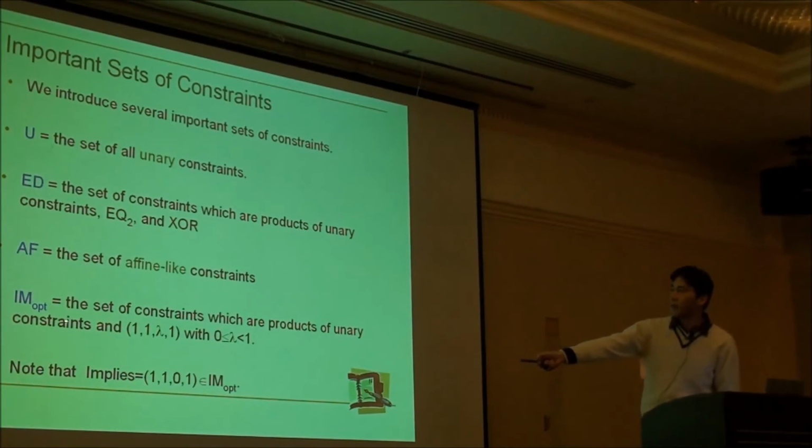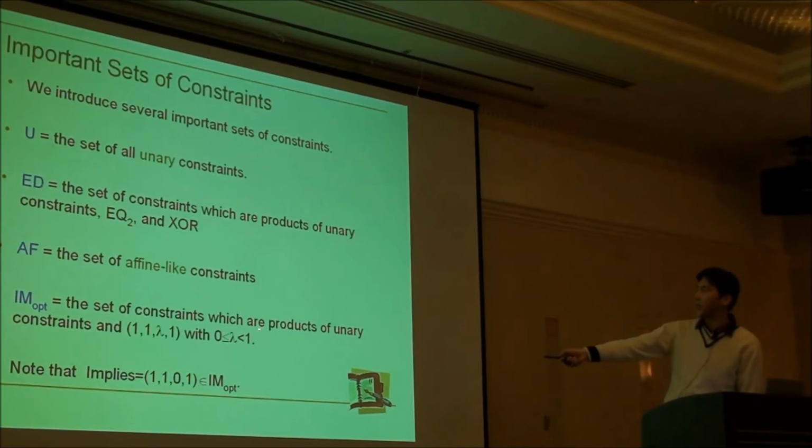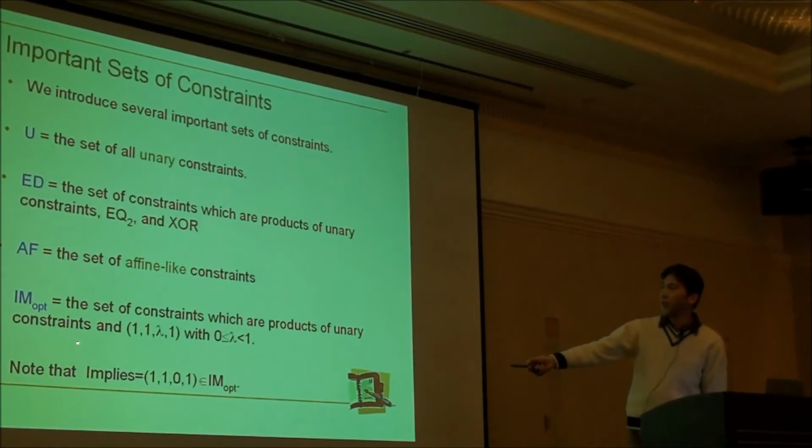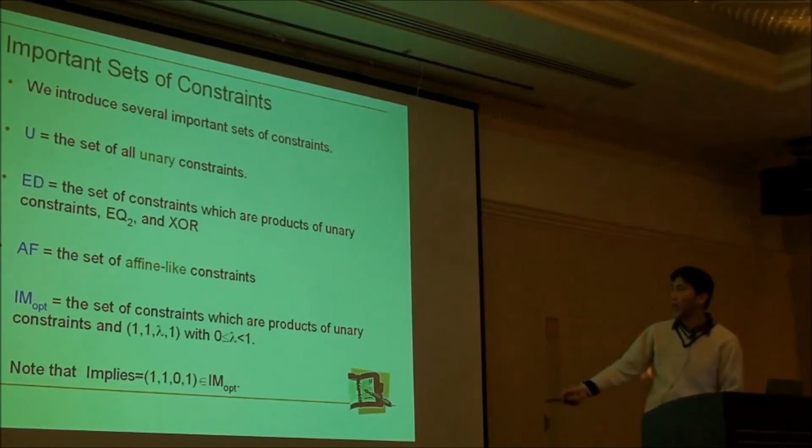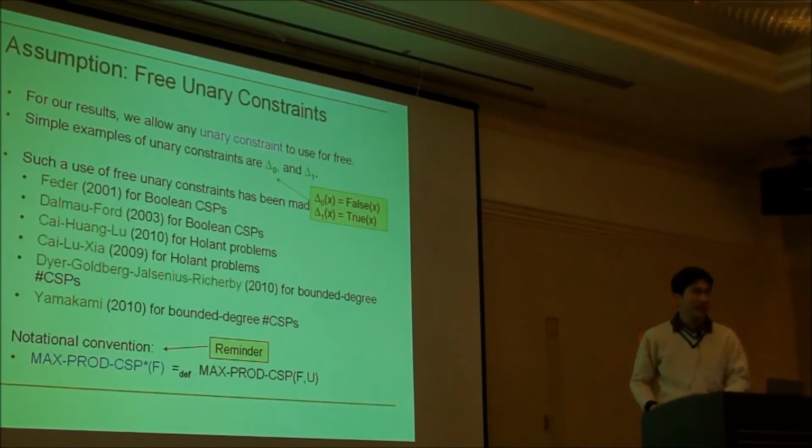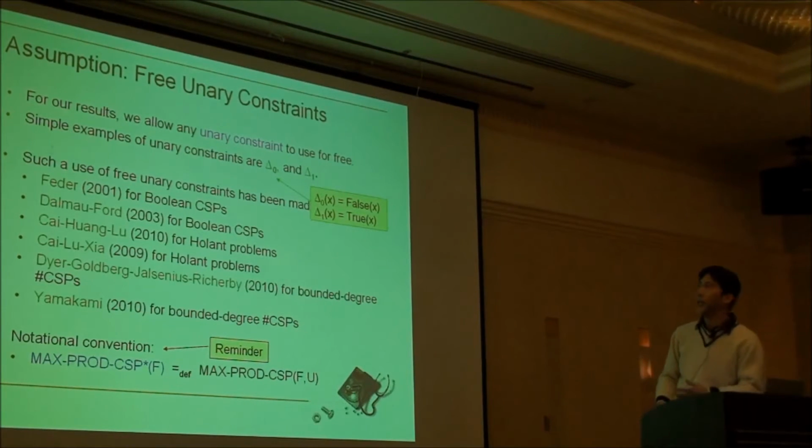And IM opt is the set of constraints represented by the product of unary constraints and a constraint of this particular form: 1, 1, lambda, 1, where lambda is between 0 and 1. A particular example here is 1, 1, 0, 1. This is actually logical implication, and it belongs to IM opt. So in a sense, that is an extension of the implies function.